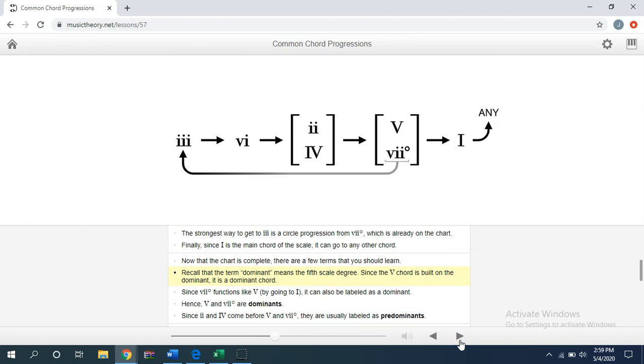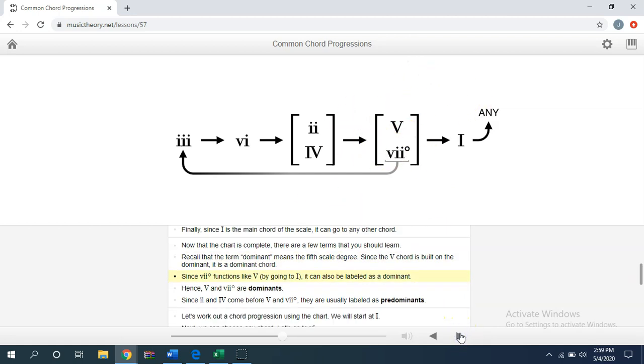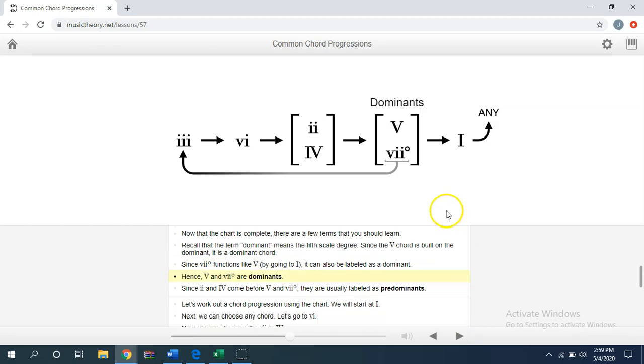Okay, the first one is the word dominant. Dominant means the 5th scale degree. So our major 5th chord up here is a dominant chord. Okay, that's what we call it. But diminished 7 also acts like a 5 because it wants to go to the 1 chord. It can also be called dominant. The reason is that the 5 chord actually shares 2 of the notes the 7 chord does. So they're actually more similar sounding than different. Okay, so these two are going to be dominant chords.